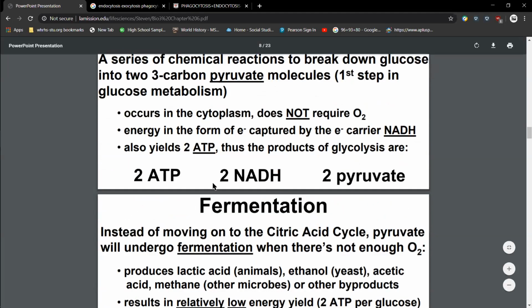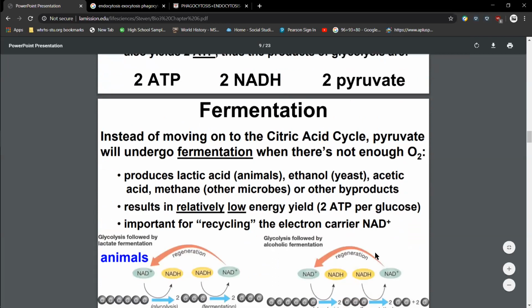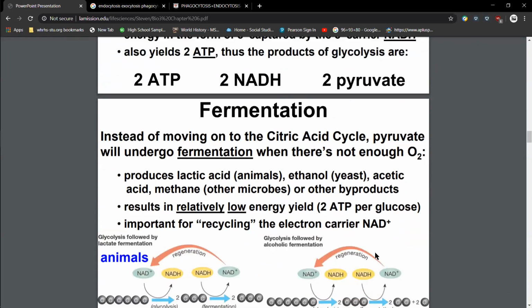So the final products of glycolysis are 2 ATP, 2 NADH, and these two really important pyruvate molecules. So let's talk about fermentation. Some of you might know fermentation through yogurt. Yogurt is formed from fermentation. Another really important use of fermentation is creating bread. Bread is created through fermentation.